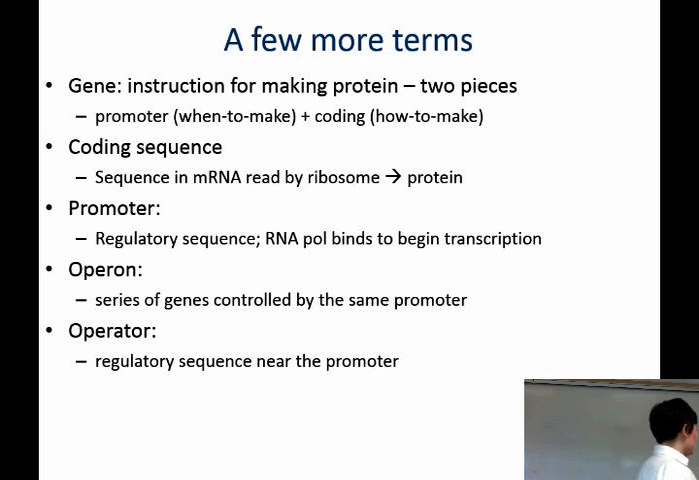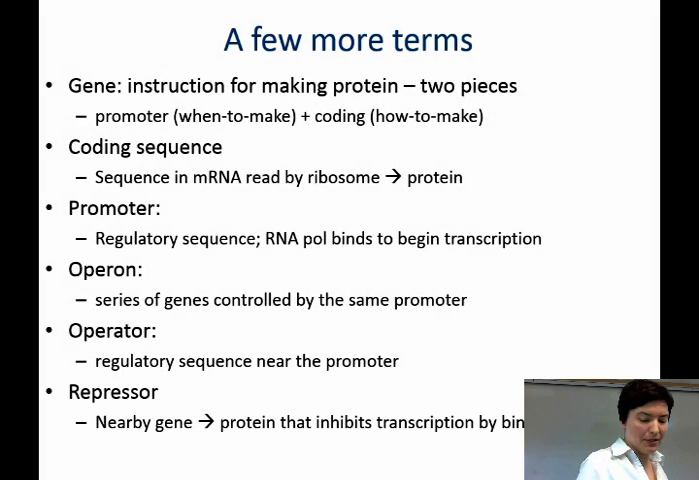Now, I mentioned this operator, which is a non-coding region of the DNA, and it is the regulatory sequence near the promoter. That is bound by the repressor. And what is the repressor? The repressor is this protein that sits down on the operator. It's usually encoded over here, and it makes a protein that binds here and stops the RNA polymerase from getting through. So that is a way to regulate whether or not this operon is being made into protein or not.